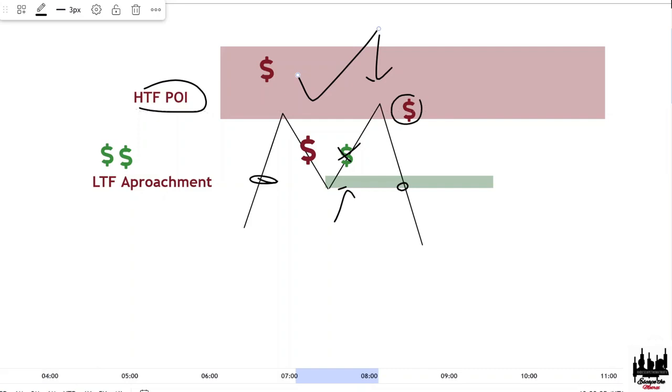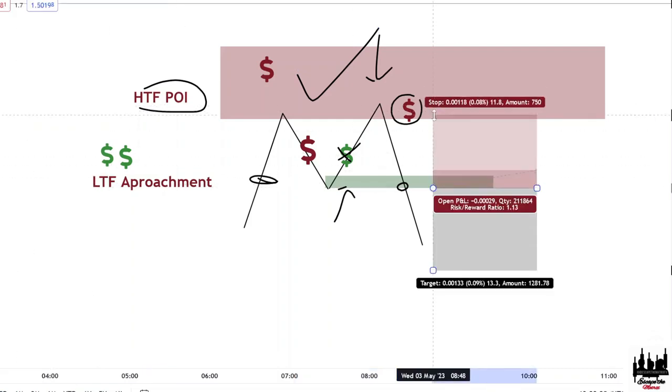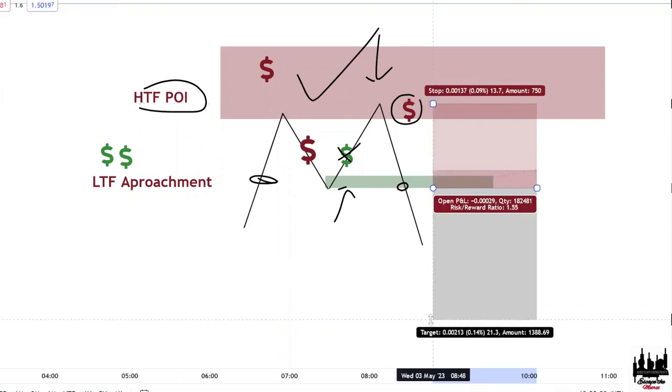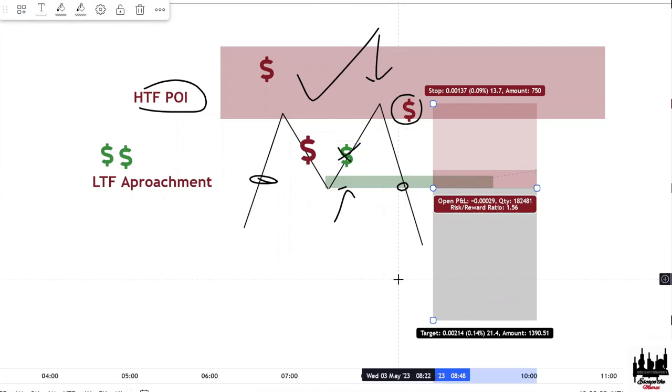So what do you do? Once price breaks that area, you can get in a position and put your stop loss right above the last point and have your exit wherever the next rejection point is, wherever there's liquidity, etc.